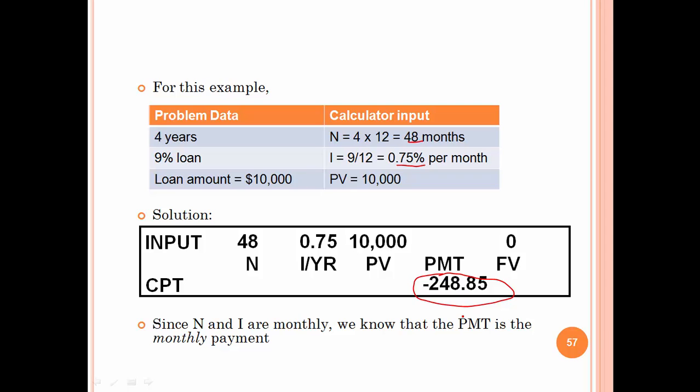If you manage to do that, then in 4 years you will pay off the loan and your balance will be zero. Since in this calculation the number of payments is monthly and the interest rate used is also monthly, we know the payment result we get is the monthly payment. A common mistake here is to calculate the annual payment based on 4 years and 9% interest rate and divide the payment amount by 12 to get the monthly payment. That would be incorrect. To calculate the monthly payment, you solve for the payment under monthly settings.